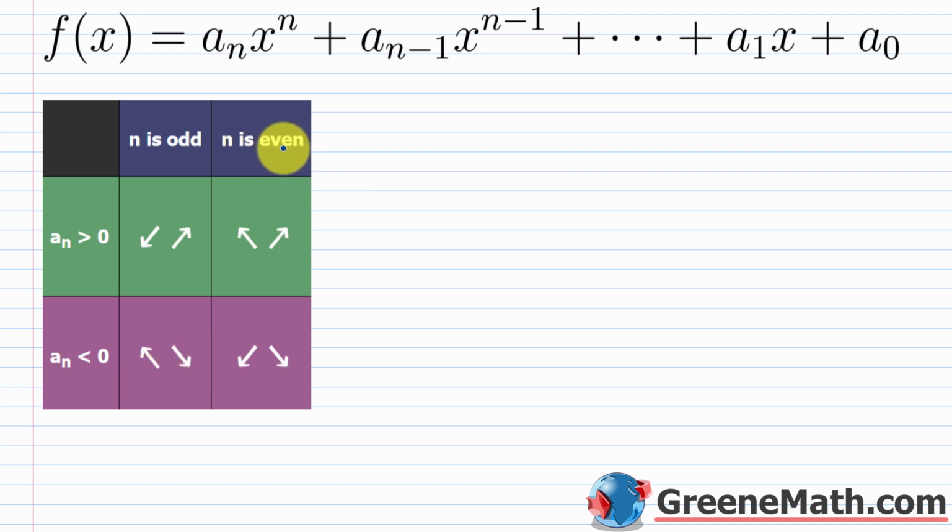Now, when n is even, what's going to happen is if, again, the leading coefficient here, a sub n, is positive, it's going to rise to the left and rise to the right. And then when your a sub n, or your leading coefficient, is negative, again, when n is even, it's going to fall to the left and fall to the right.